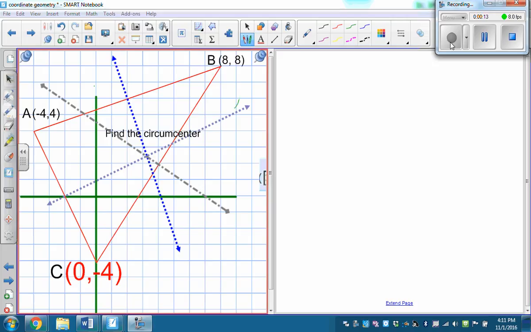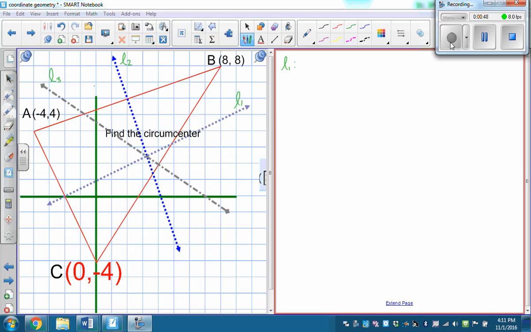So there are 3 perpendicular bisectors to every triangle. I'm going to label this line 1, line 2, and line 3. Those are the perpendicular bisectors. I'm going to find the equation of each perpendicular bisector, starting with line 1. And in order to do that, I have to find the midpoint and a slope to make the equation of the perpendicular bisectors.